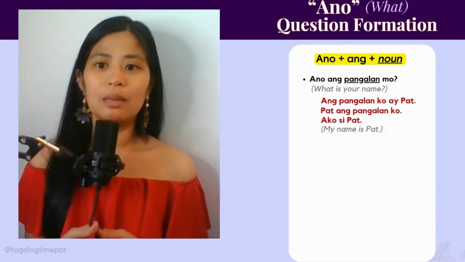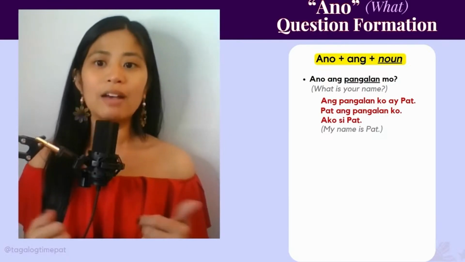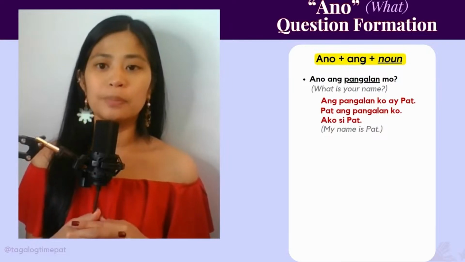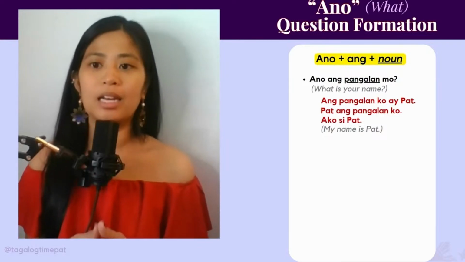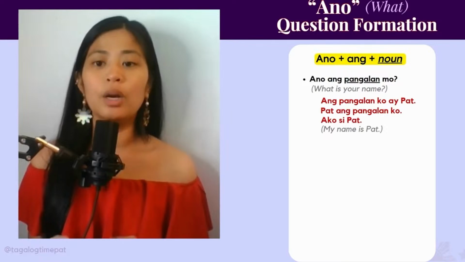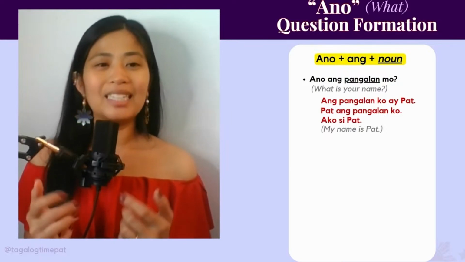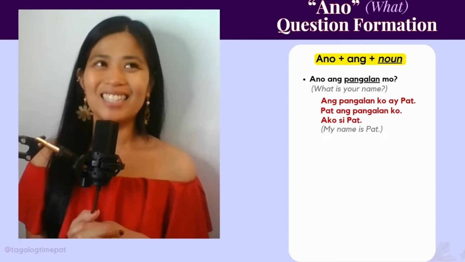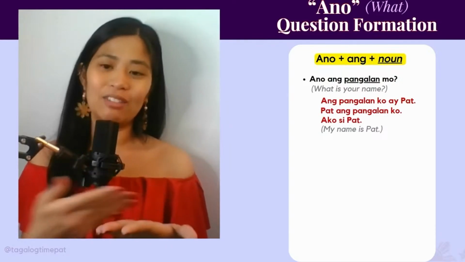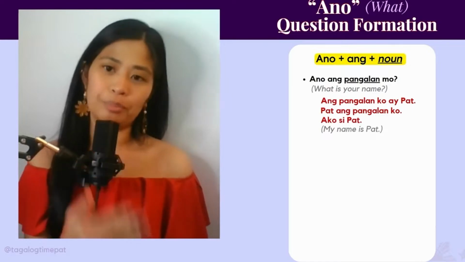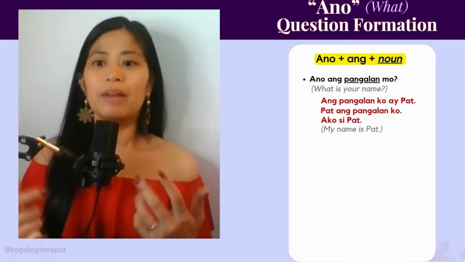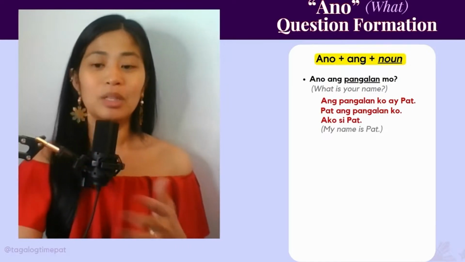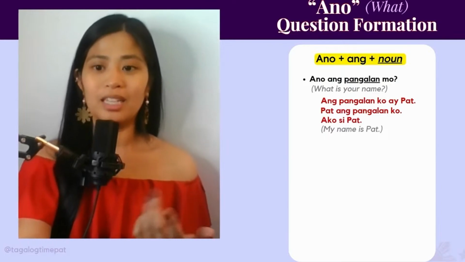So ano ang pangalan mo? Ako si Pat. After that, the most common response would probably be, Pat ang pangalan ko. Ang pangalan ko ay Pat is a little bit formal. It's not very natural. It's kind of what you would read, like if something is written out. That is the grammatically correct way to say, my name is Pat. But those are different ways to respond, and they're all correct.